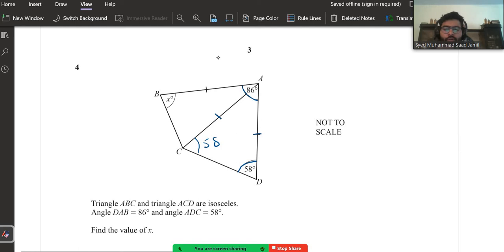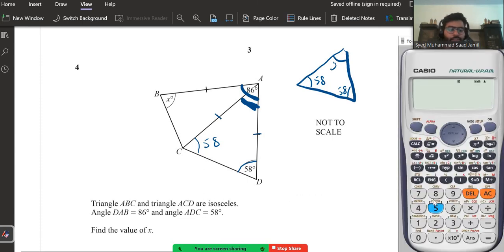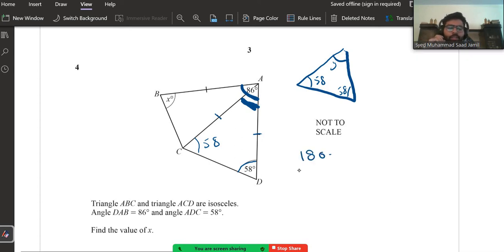So now we will find this side only. Okay, what I'm trying to say is make this triangle separately. This whole thing is 86. We don't know this part, only this part. So let's write it as y. This side is 58. This side is also 58. Let's do 58 plus 58. Just to avoid any calculation errors, I'm using the calculator to be on the safe side. 116. So 180 minus 116 will give you the value of y.